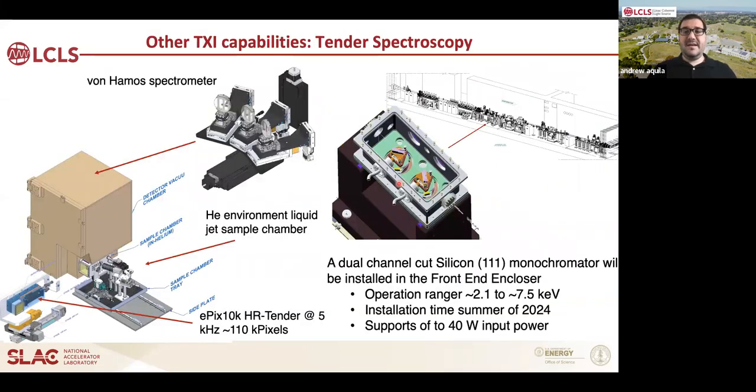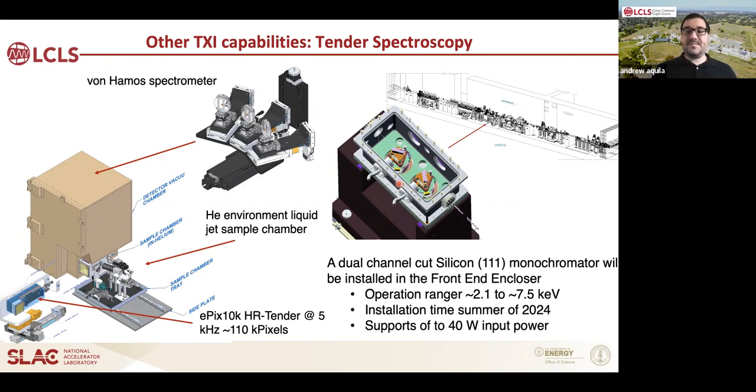Now, TXI, as I said, is a multidisciplinary instrument with roll-in-roll-out end stations. First up, we are probably going to be doing tender spectroscopy. This is sulfur, phosphorus, calcium, and other interesting biological elements. And we can do laser pumping in chemistry and see how these molecules move and really record what's going on with them.